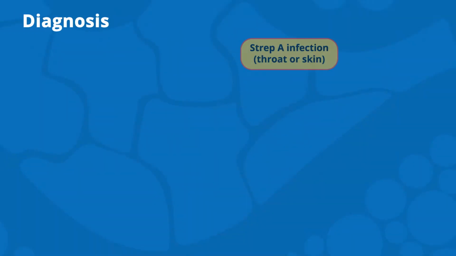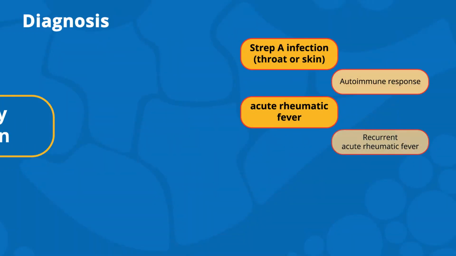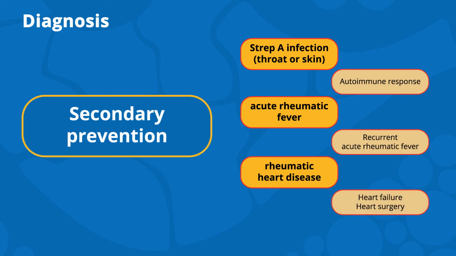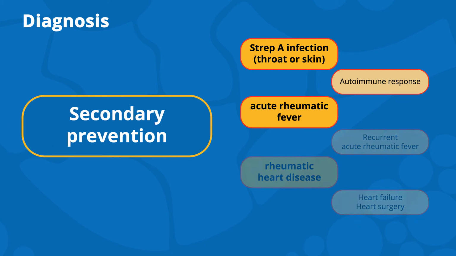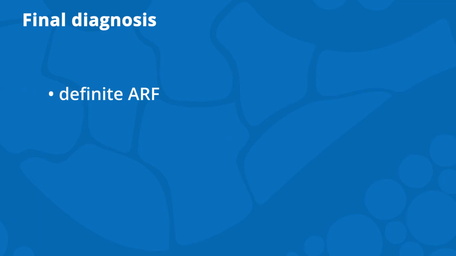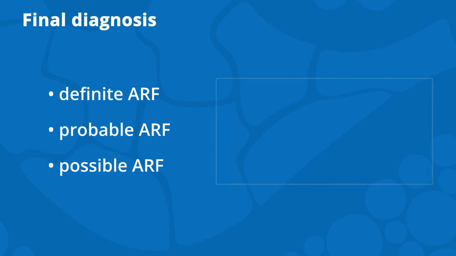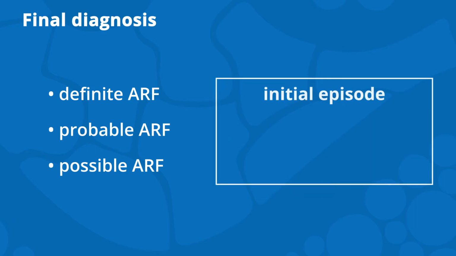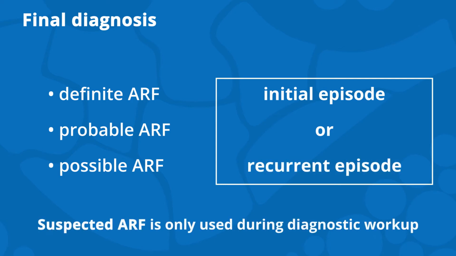Diagnosis. A prompt diagnosis of ARF is critical so that secondary prophylaxis can be commenced early to prevent further damage to the heart valves. For each episode, a final diagnosis should be reached and specified as definite ARF, probable ARF or possible ARF, and documented as an initial known episode or a recurrent episode. Suspected ARF is a term used until the diagnosis is confirmed or ruled out.